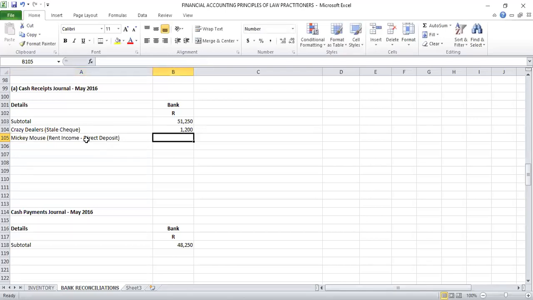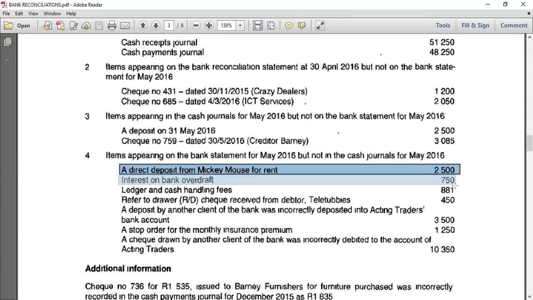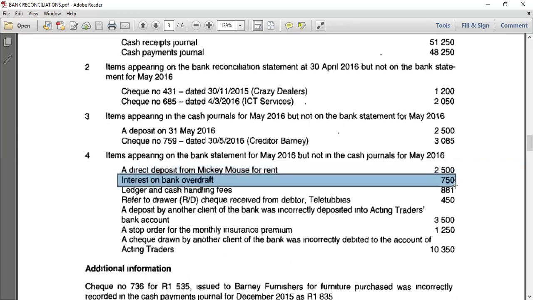That will give us 2,500. Right. Then we'll go to the next one. Interest on bank overdraft. If you have got a bank overdraft, you will be charged interest. So there's an interest of 750. So that one will be a payment.